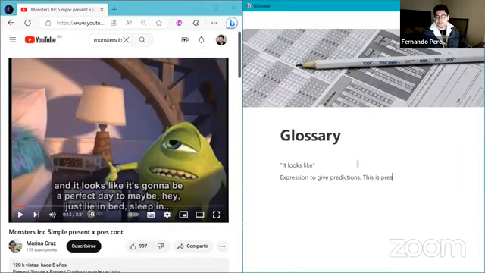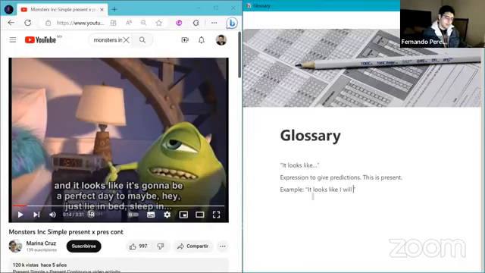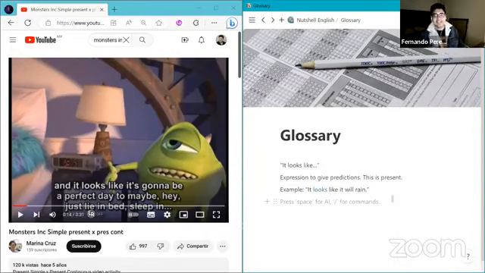This is present. For example, it looks like it will rain. If you see the verb looks is in present, it's because I look, you look, and he, she, it looks.